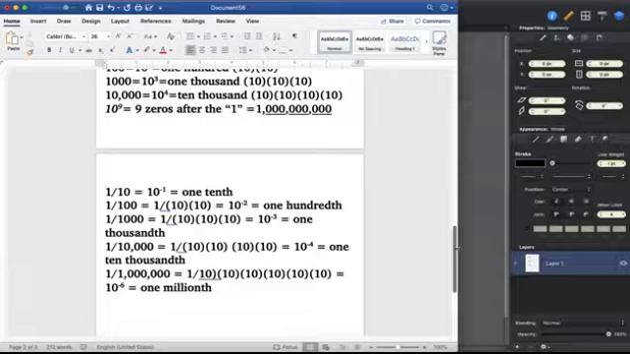Now 1 over 10 is just 10 to the negative 1, 1/10. 1 over 100 equals 1 over 10 times 10, or 10 to the negative 2, which is 1/100th. 1 over 1000 equals 1 over 10 times 10 times 10, or just 10 to the negative 3, or 1,000th. And so on and so forth. So 1 over 1 million is just 1 over 10 times itself 6 times, or 10 to the negative 6, or 1 millionth.